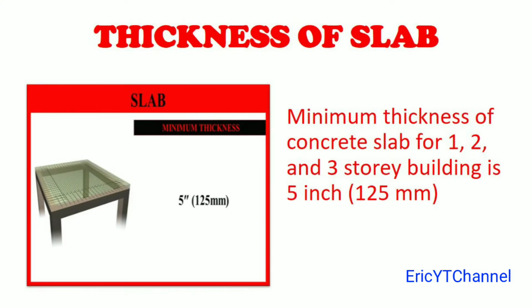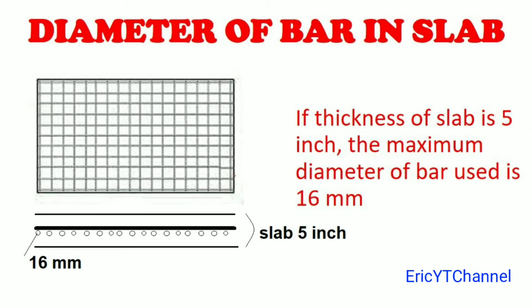Slab. Thickness of slab. Specification is minimum thickness of concrete slab for 1, 2, and 3-story building is 5 inches or 125 mm. Diameter of bar in slab. If thickness of slab is 5 inch, the maximum diameter of bar used is 16 mm.